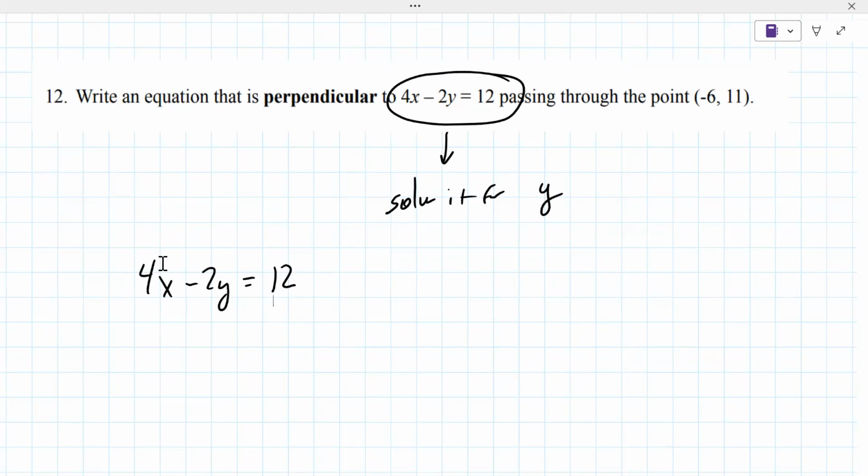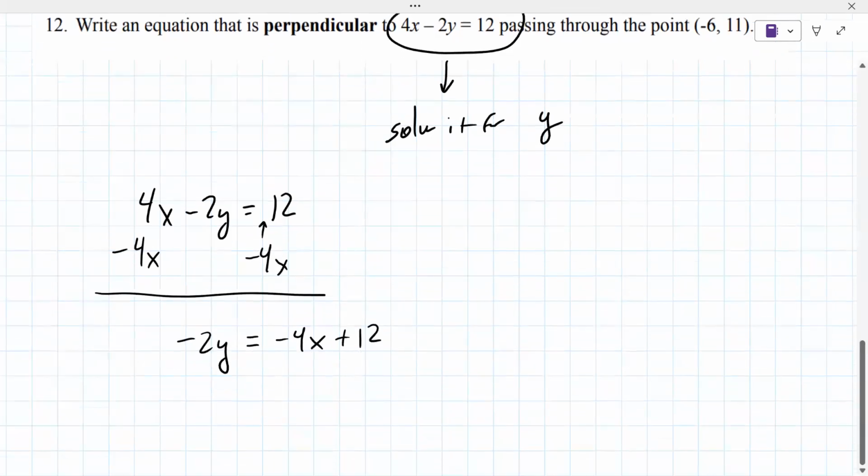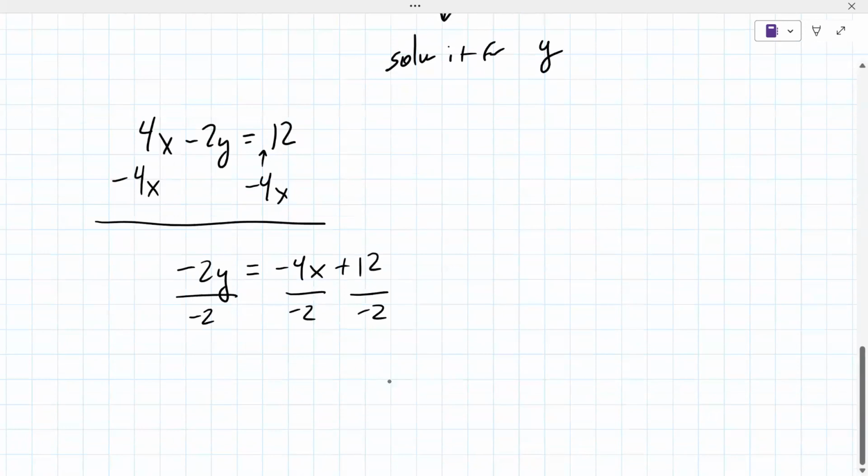All right, so we've got positive 4x, so we're going to subtract 4x from both sides. It's best to put that in there. Minus 2y equals minus 4x plus 12. Again, it's best to put that number in front. I know maybe that looks a little weird, but it is important. Then you divide everything by the number that's in front. So in this case, you get y equals 2x minus 6.